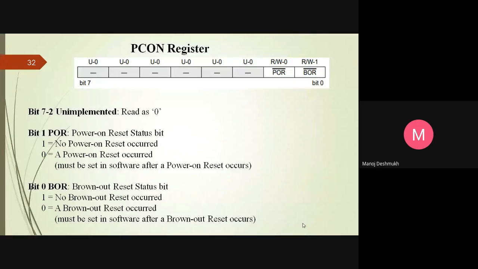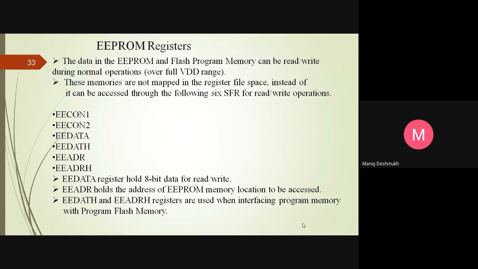Okay. So after this, we will go for the next, that is SFRs used for accessing the flash program memory and E square PROM data memory. Some specific SFRs, that is registers, are used for accessing this memory. These registers are EECON1, EECON2, EEDATA for the lower 8 bits, and after that EEDATH for the higher 8 bits.